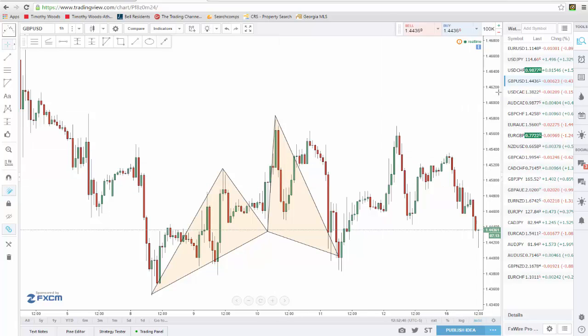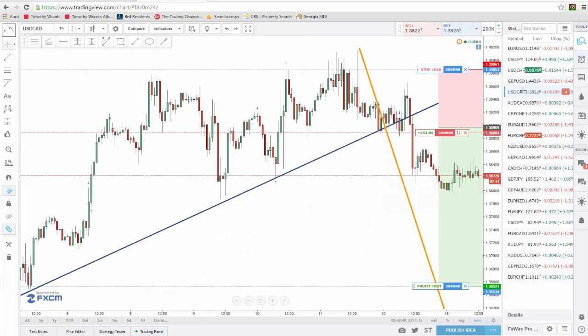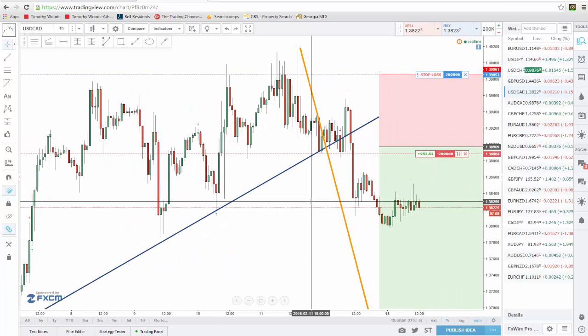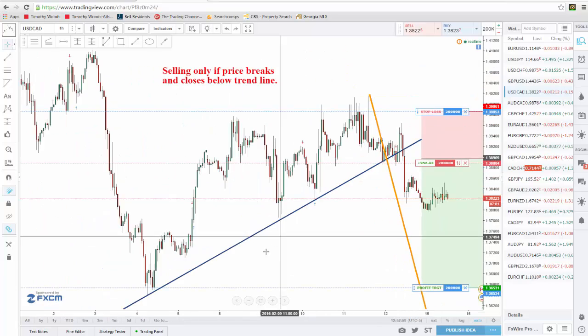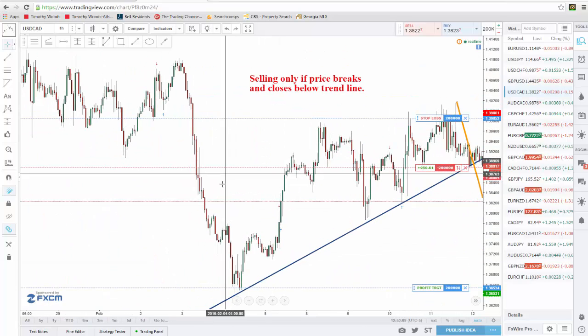As we move along down here, the dollar CAD, I've already shown you the trade that we are in currently. We also had a winning cipher pattern on this pair on February the 1st.